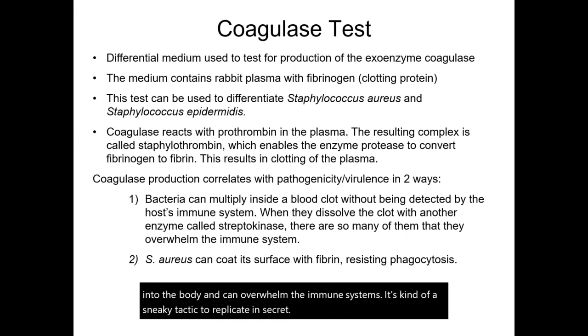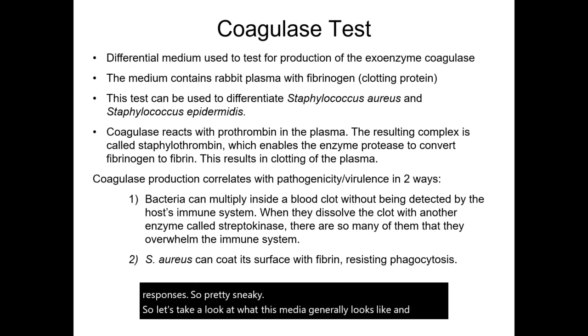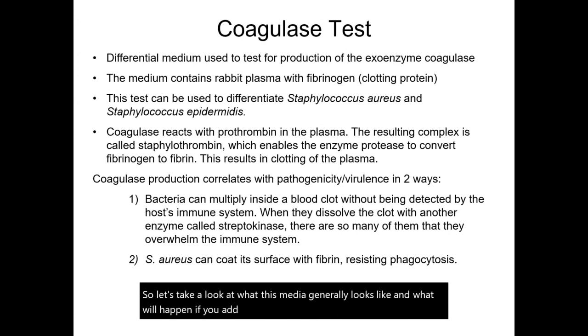Another pathogen that we've talked a little bit about, Staphylococcus aureus, can actually coat its surface with fibrin, and that makes it hard for phagocytic cells to grab hold of it, ingest it, and digest it. So it's helping this particular pathogen evade our non-specific immune responses. So pretty sneaky. So let's take a look at what this media generally looks like and what will happen if you add a bacteria that has coagulase and what will happen if you add a bacteria that does not.